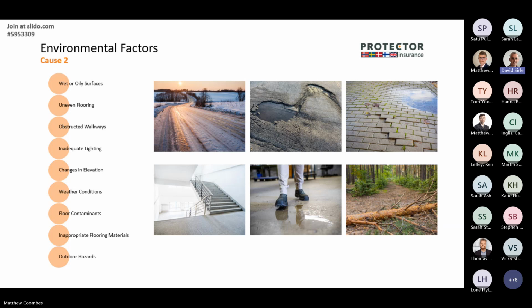With regards to uneven flooring then, you could have raised floor tiles, uneven walkways, loose or even raised carpet edges, which cause trip hazards. So regular inspections help identify these and then taking prompt action to rectify once they have been identified.